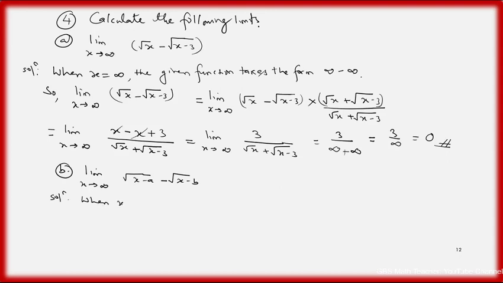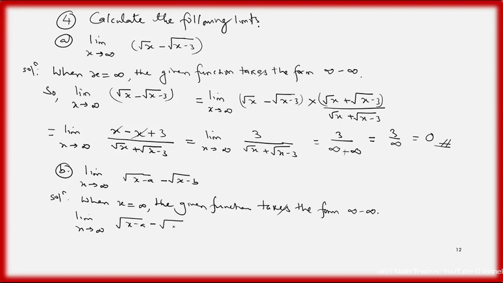When x equals infinity, the given function takes the form infinity minus infinity, or that is an indeterminate form. Therefore, limit x tends to infinity, root x minus a minus root x minus b equal.